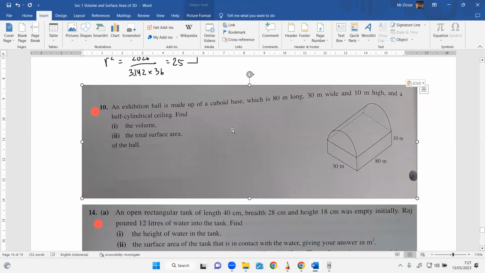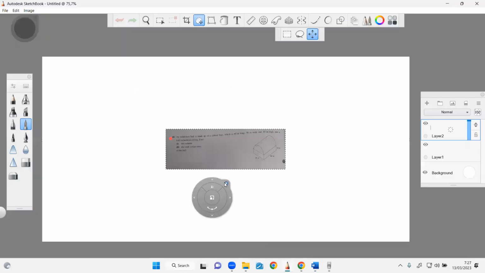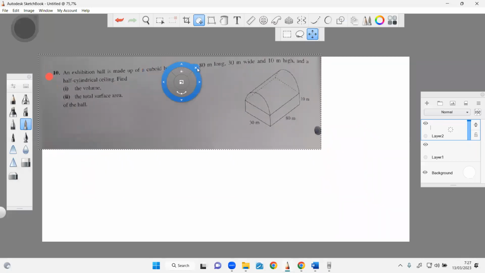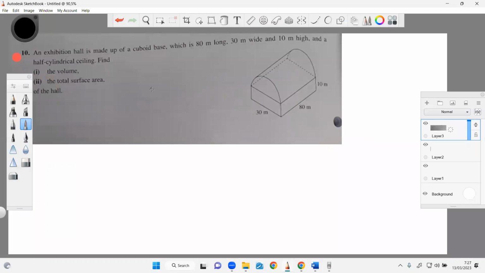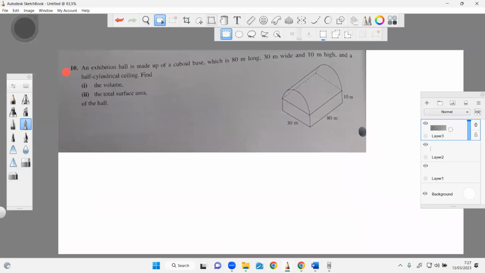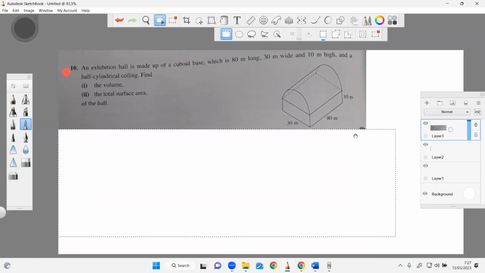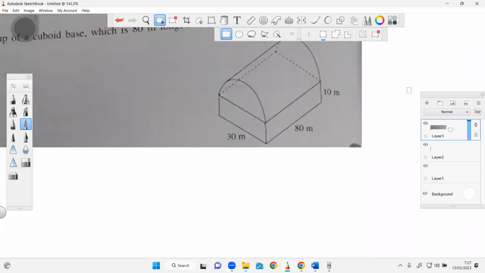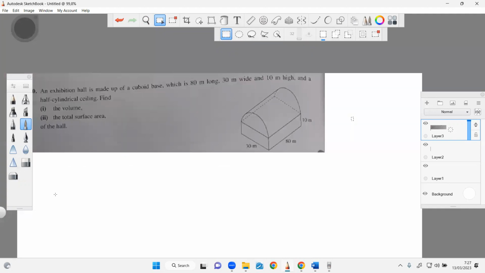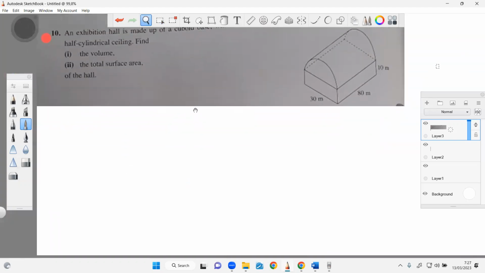Okay, next. An exhibition hall is made up with a cuboid base. No problem, it's a base on the bottom. The different base, right? So this is not the concept of the base that we learned, but still, the cuboid base which is 80 meter long, 30 meter width, and 10 meter height. And on top, it is a half cylindrical ceiling.